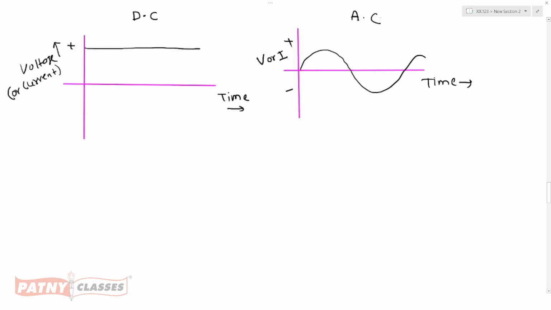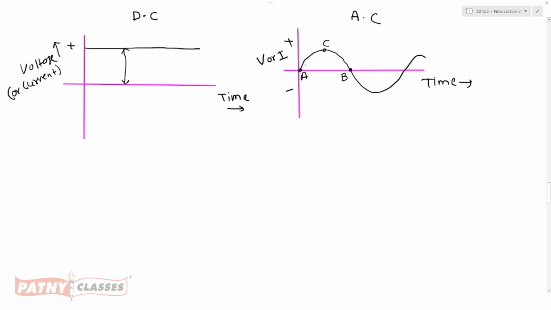In case of DC, if we draw the graph of voltage versus time or current versus time, then it is a straight line, indicating the magnitude of either voltage or current remains constant with time. But in case of AC, the magnitude of either voltage or current is not constant with time. It fluctuates from minimum to maximum. Here it is a minimum, here is a maximum, here is a minimum, at A minimum, at B minimum, and at C it is a maximum.